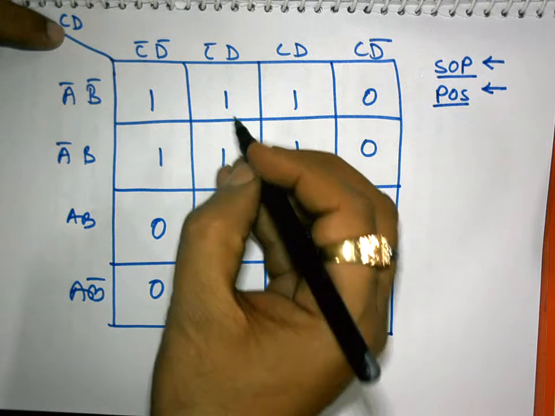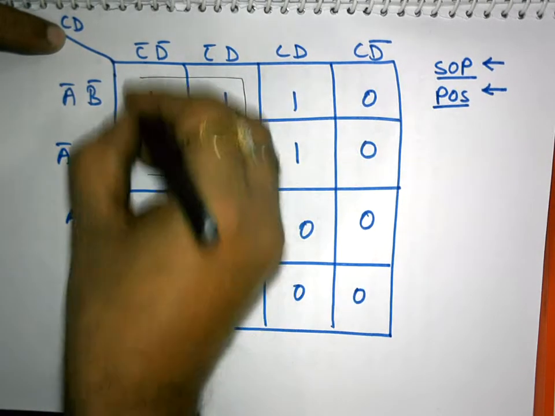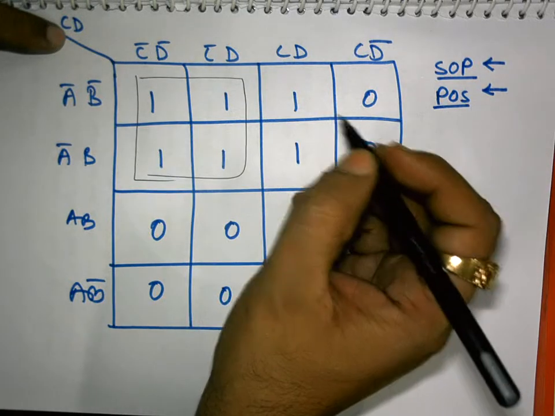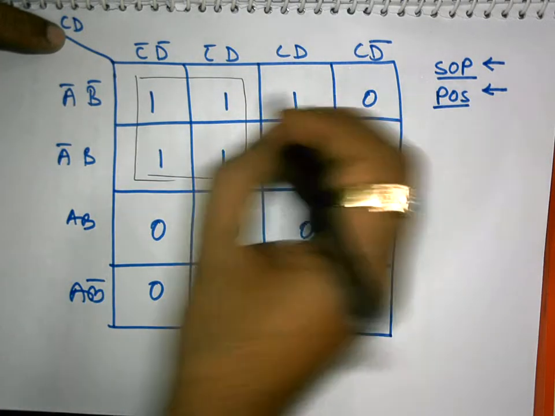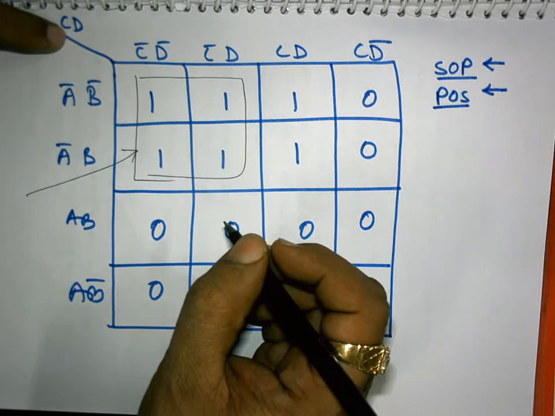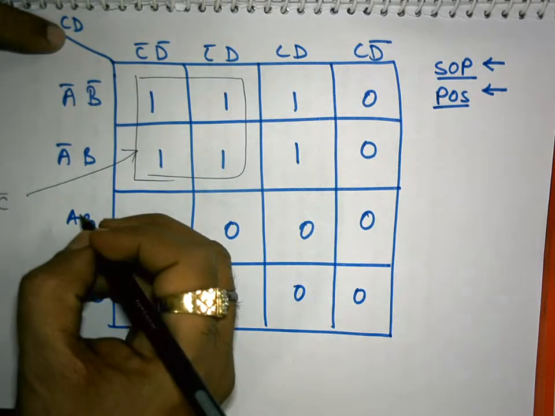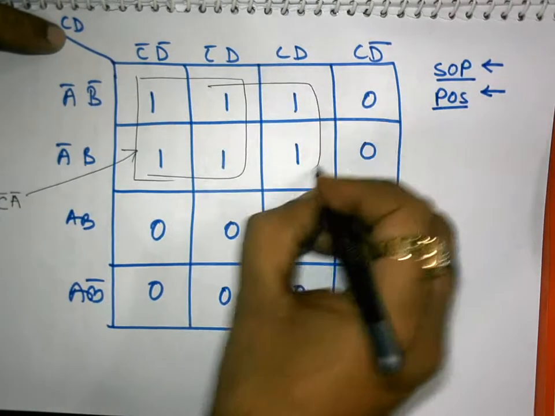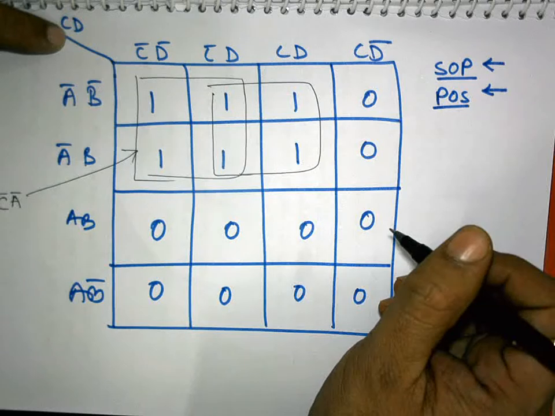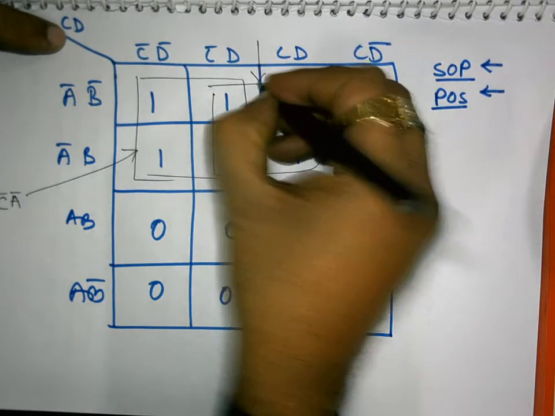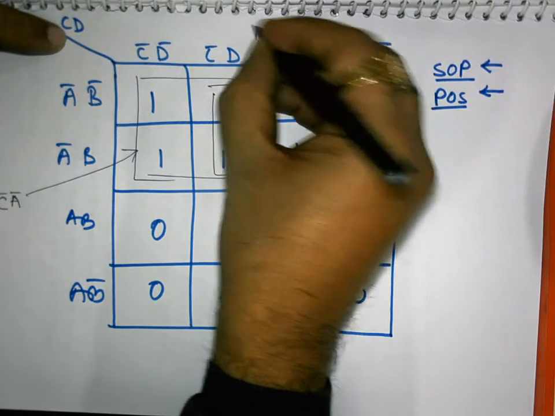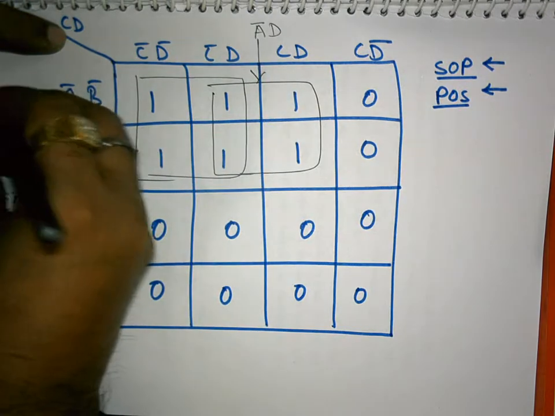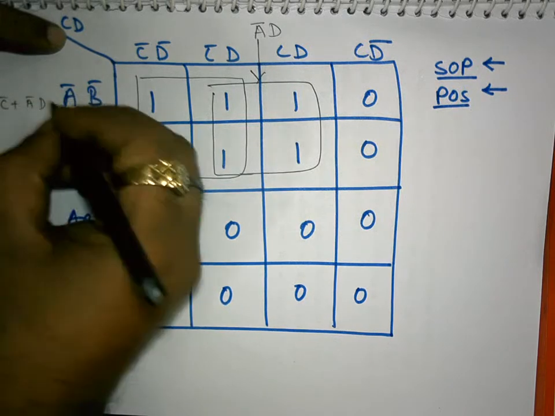So to realize the circuit for F, what will we do? We will make groups of ones. This is one of the biggest groups that can be formed, and the output from this is C bar A bar. And one of the groups can be this, A bar D. So the function which is coming is A bar C bar plus A bar D.